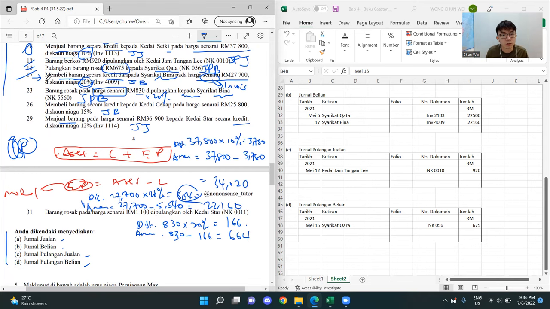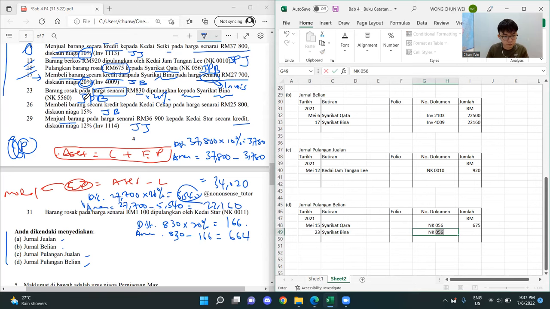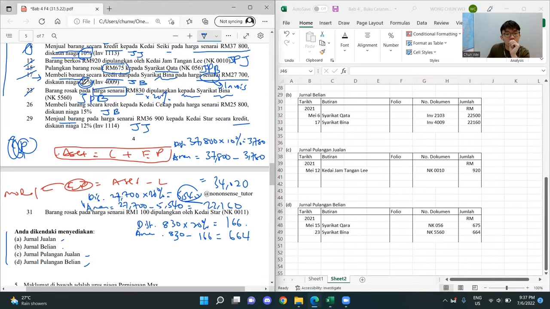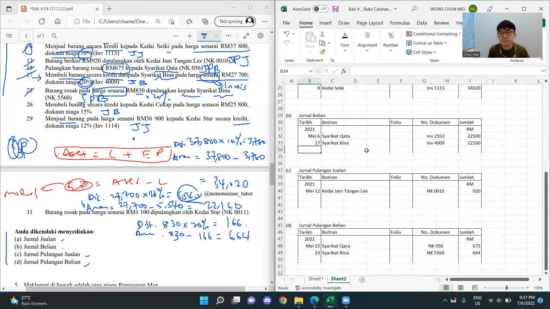So we had 23rd JPB. So here 23rd JPB, syarikat bina, right? Syarikat bina. Document 5560. And it is 664. Okay, now go to 26. Beli barang secara kredit kepada blah blah blah, JB, Jurnal Belian here. Okay.